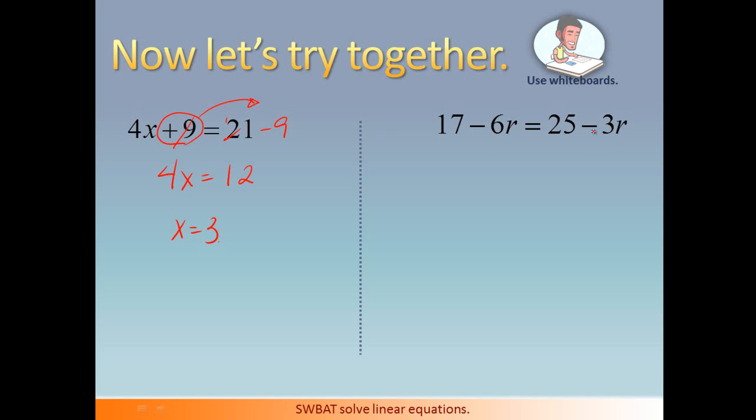You're going to keep the bigger coefficient there, so that means I'm going to take the negative 6r and move it over with the bigger coefficient, which means the 25 is going to move over to the left. The 17 was already there, so it's minus 25. Negative 3r was already there, becomes plus 6r, and then you simplify. So that's negative 8. That becomes 3r. Divide both sides by 3. So you have negative 8/3, and you cannot simplify that. Let's keep going.